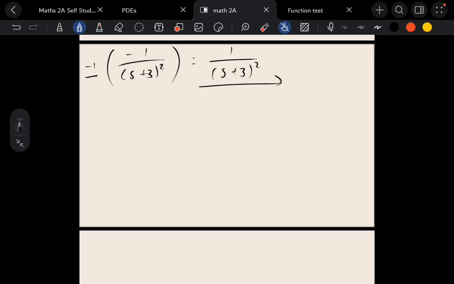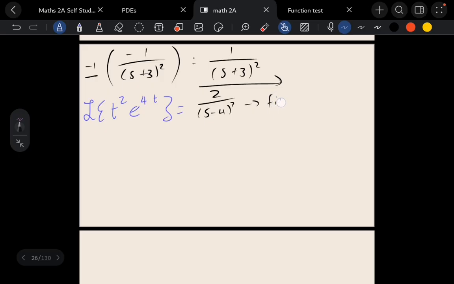It's going to be the Laplace transform. I'm just going to do E for now. The Laplace transform of t squared e to the power 4t. By doing the first shift, you'll get 2 over s minus 4 all squared. The answer here comes from the first shift theorem. So how can you do the calculations here?